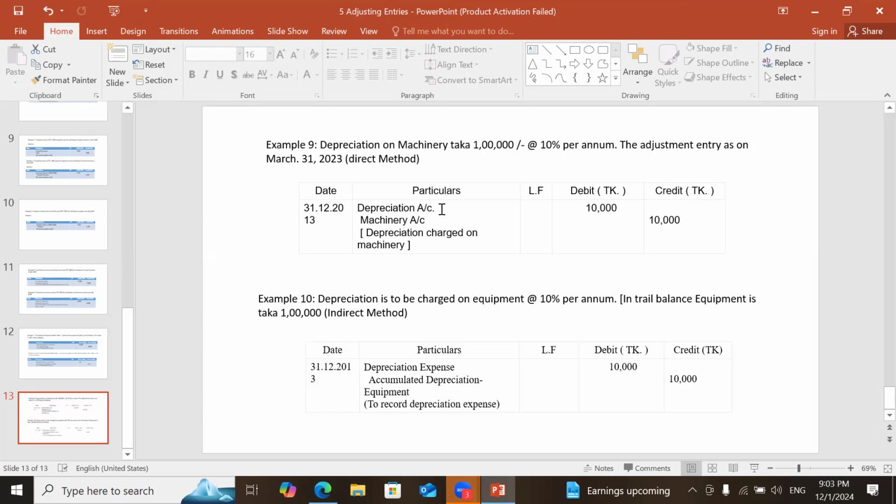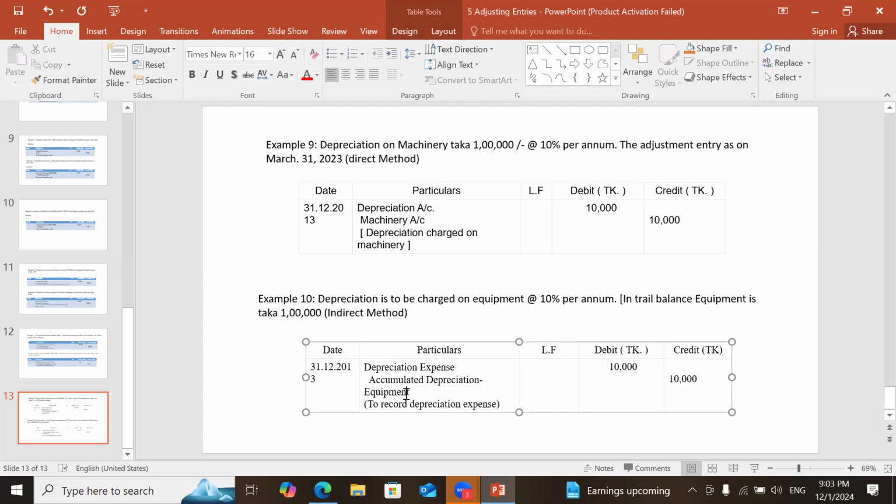Depreciation is always an expense, a non-cash allocation, and machinery credit. Same, depreciation expense debit, accumulated depreciation equipment credit. Indirect method, accumulated, no direct claim on asset or machine or equipment. Okay, no direct, just indirectly. You clear or not?